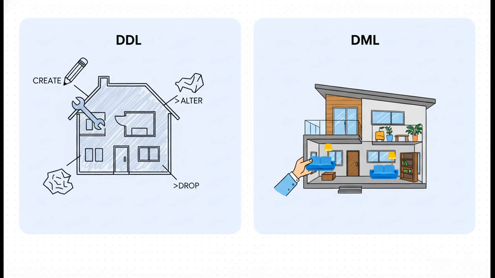Now, other commands, like DML or data manipulation language, they are different. They manage the data inside the house. They're the ones that put furniture in the rooms. So here's the simplest way to remember it. DDL is the architect who designs the house. DML is the interior decorator who furnishes it. Two very different jobs. Don't ever get them mixed up.